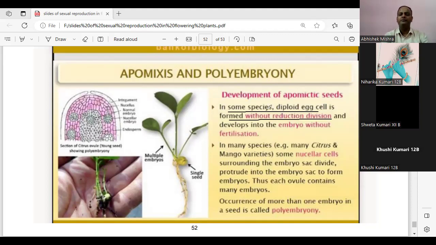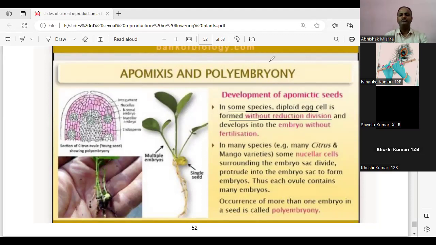So now it will develop directly, and in some species, some nuclear cells surrounding the embryo sac divide and protrude into the embryo sac to form an embryo. So in both cases, these are abnormal conditions. That means a diploid egg is formed and the nuclear cell directly forms the embryo. This type of situation is called apomictic seed or apomixis. Apomixis is clear to all?